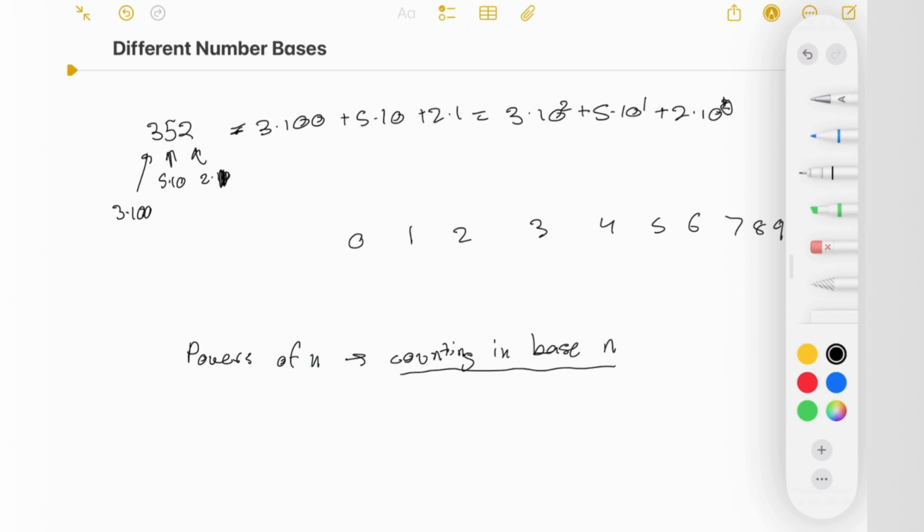Now, counting in base n has some things you need to remember. Really, it's more like two things. So you use the digits 0 through n minus 1, kind of like how we use 0 through 9 in base 10, which is our counting system, and it uses powers of n.